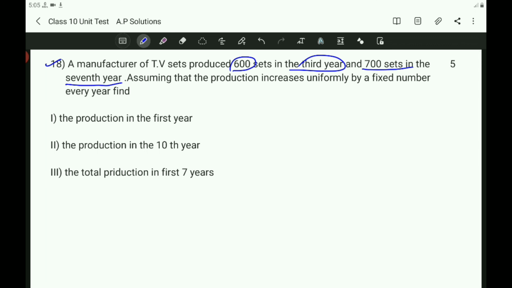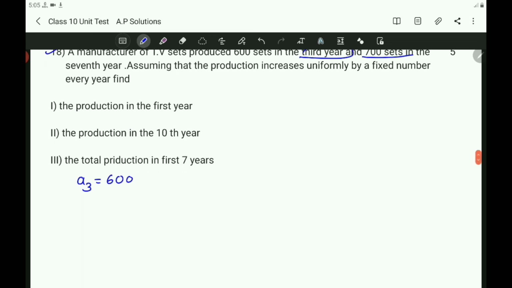So by using those two terms, you can get the production in the first year, production in the 10th year, and total production in the first 7 years. So use that. First year, what is given? Production in the third year, consider that A3 equals 600. A3 you express in terms of A and D, that is A plus 2D equals 600. Then you express A in terms of D. A equals 600 minus 2D. Consider that the first equation.